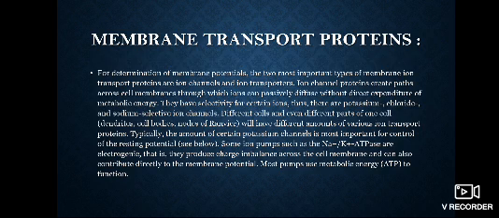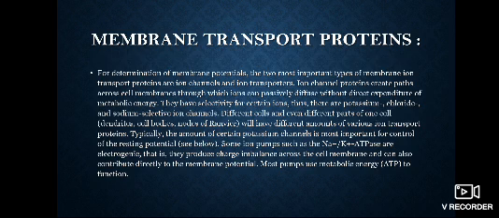For determinations of membrane potentials, the two most important types of membrane ion transport proteins are ion channels and ion transporters. Ion channel proteins create paths across cell membranes through which ions can passively diffuse without direct expenditure of metabolic energy. They are selective for certain ions. Thus, there are potassium, chloride, and sodium selective ion channels. Different cells and even different parts of these cells will have different amounts of various ion transport proteins. Typically, the amount of the potassium channels is most important for the control of the resting potential.